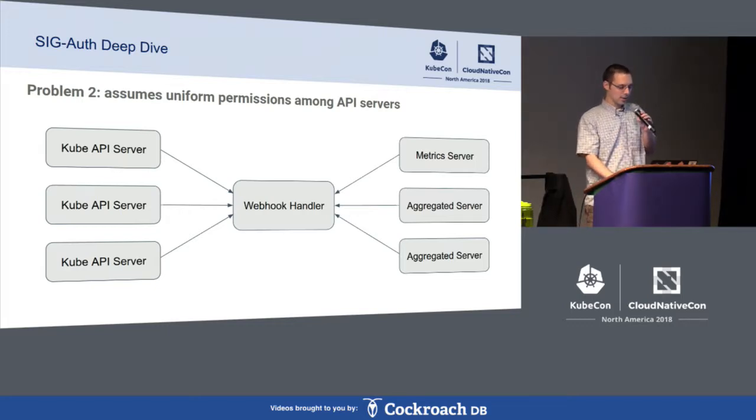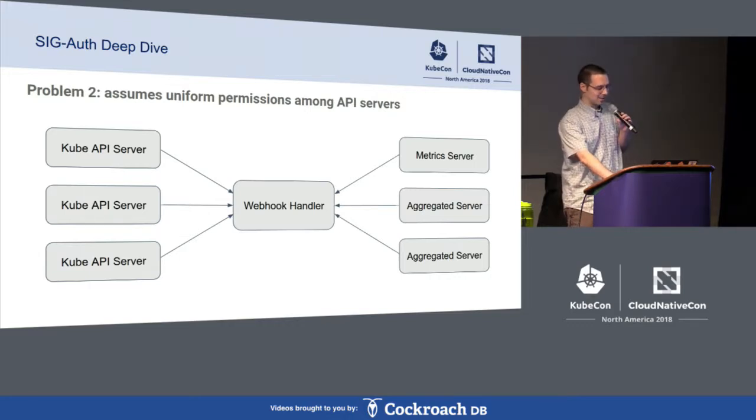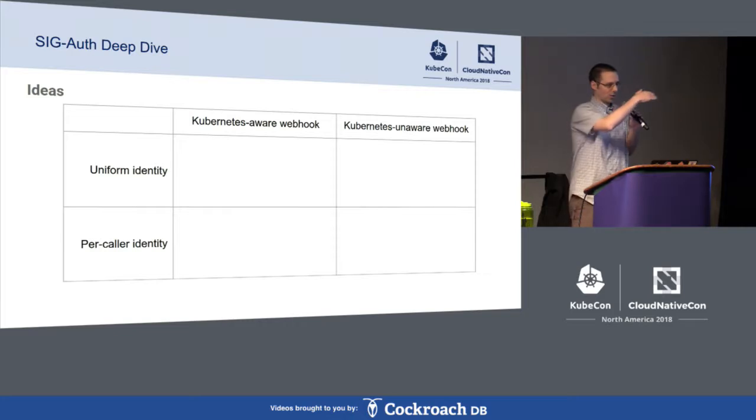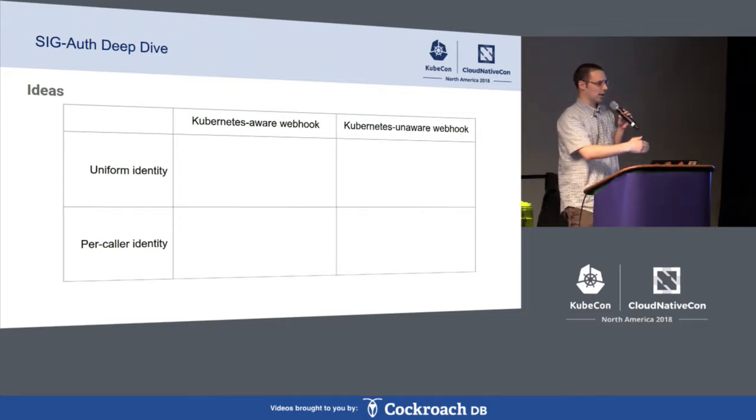So if you look at the problem space, on one dimension you have whether uniform identity is okay or whether you want per caller identity. There are cases where you're going to want uniform identity. If you're calling out to an external service and it's maybe just a crash logger and all you have is an API key and you don't care, you want all your servers to call out to this crash logger with the same key. Maybe that's fine for you, but we need to preserve the ability to have per caller identity.